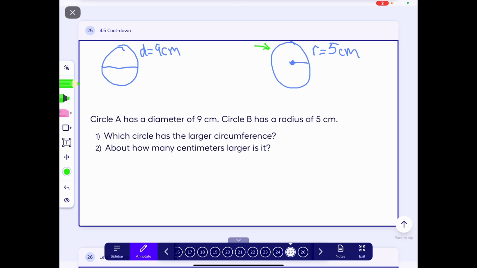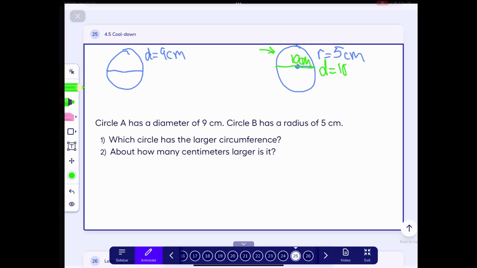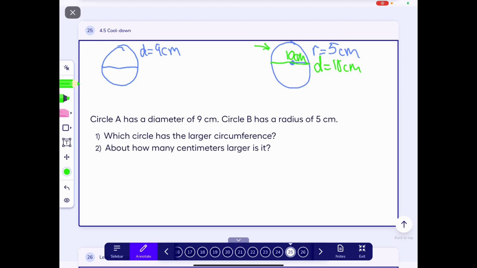If the radius is 5 centimeters, then the diameter is 10 centimeters. And if you compare it to the one on the left, that is a larger diameter. Diameter is 10 centimeters. So we know that the one on the right has a larger circumference. It has a larger diameter and therefore a larger circumference. But the question now is, about how many centimeters larger is it?